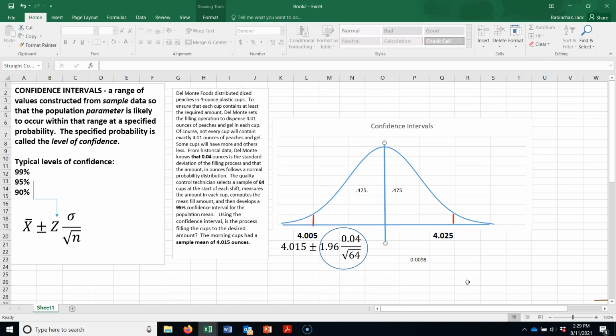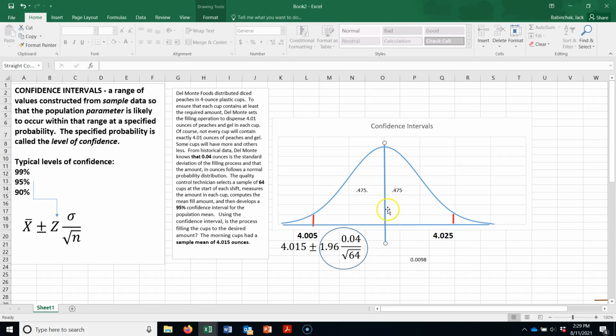So I can go to my boss and I can say, yes, the machine is filling the plastic cups with peaches and gel at least to the 4 ounces, if not slightly over the 4 ounces. We don't need to shut the machine down. We don't need to do the maintenance. We don't need to clean the machine. It's doing its job. I would say we have to keep an eye on it because it's not quite living up to this 4.01 that we have. It's slightly below that. So it might be something we want to keep an eye on. But as of right now, we don't need to shut the machine down because we're 95% confident it's doing at least 4 ounces in the containers.